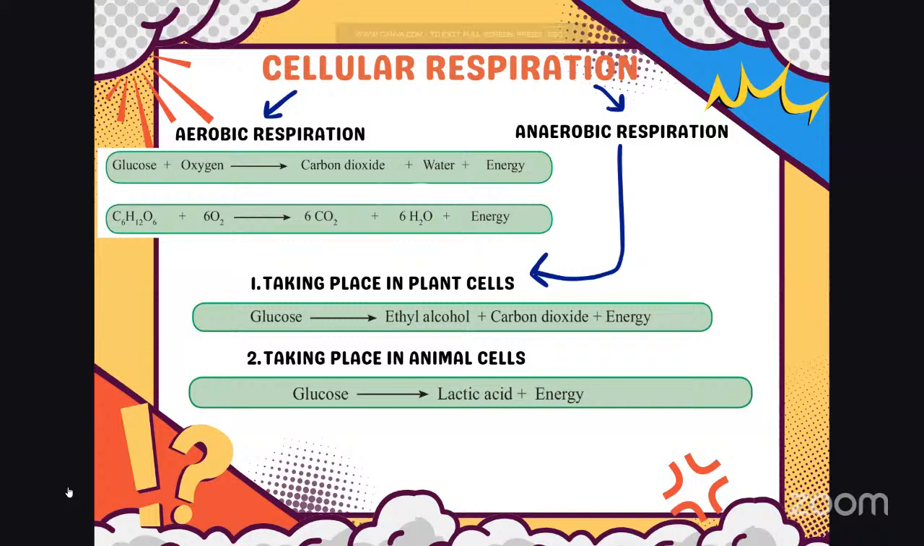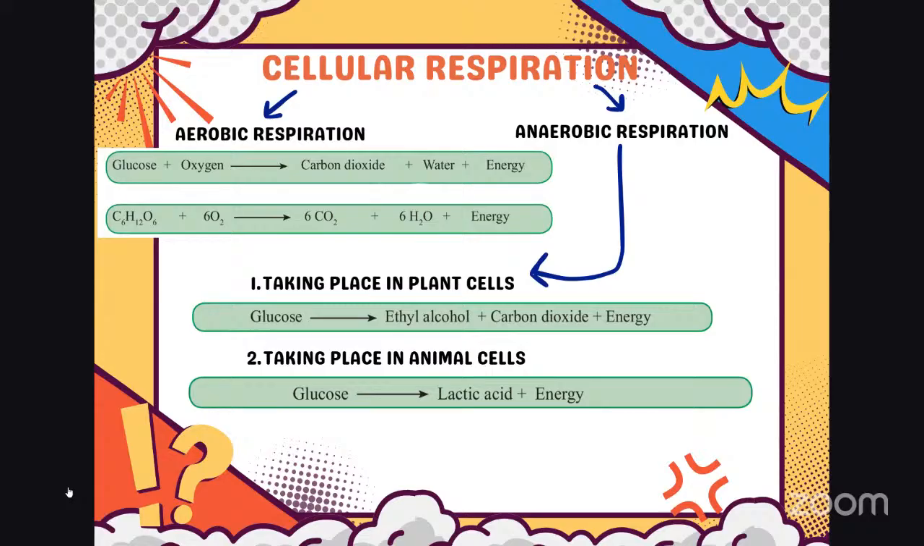Now we are going to have two types of cellular respiration. Cellular respiration means what is happening between the blood capillary and the cells. In us, in our body, it's blood capillary and the cell. In other animals, it's going to be the environment as well as the cells. So we have two types of respiration, aerobic and anaerobic.